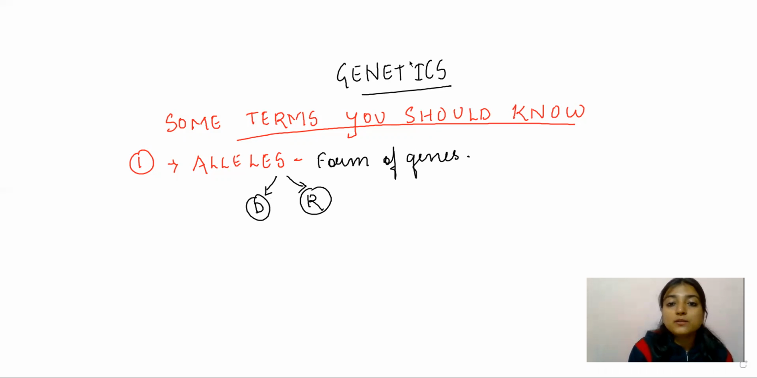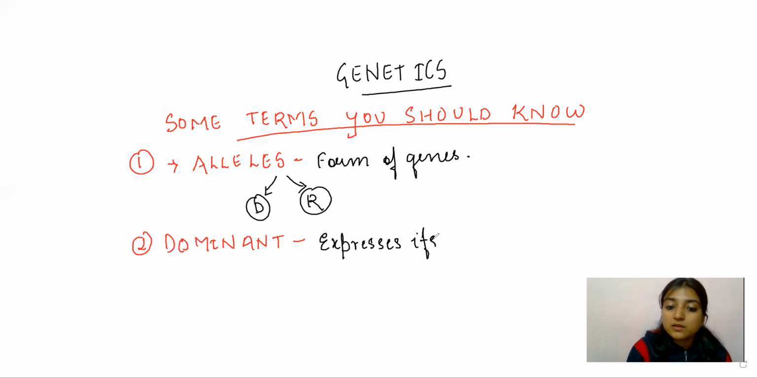So, the second term is dominant. Dominant here means that the character which expresses itself is known as the dominant one. So, which expresses itself is the dominant.